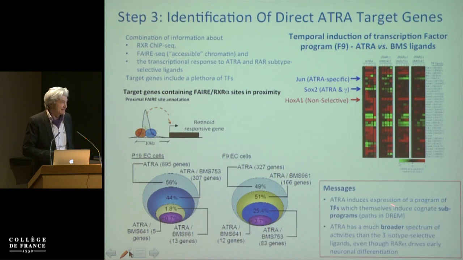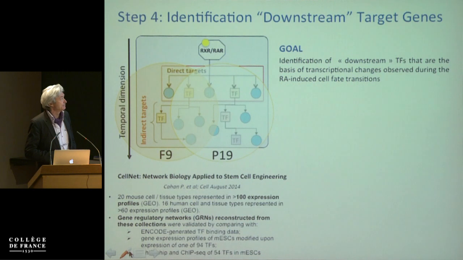What this says is, the message here is, there's first a program of transcription factors which is induced by retinoic acid. Then these transcription factors can induce their cognate gene programs. And the other information is the native hormone has a much broader spectrum than the selective ligands.